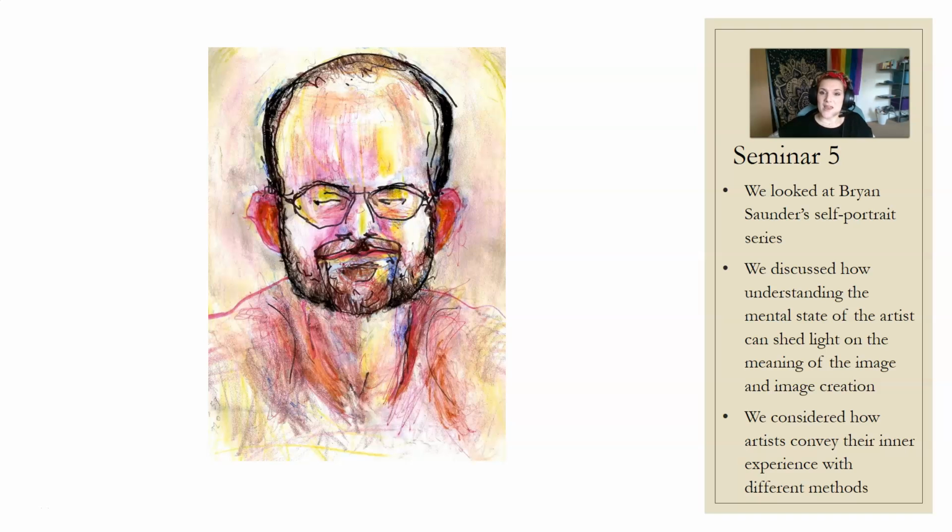Next, we looked at the work of Brian Saunders in his self-portrait series under the influence of many different types of drugs. We used this as an example to discuss how understanding the mental state of an artist can shed light on the meaning of the image and the image creation. We also had a look at Brian Chambers, an artist who created self-portraits during different stages of psychosis when he had schizophrenia. We considered how artists convey their inner experiences with different methods, and how understanding the artist's experience can help us to interpret their artwork.